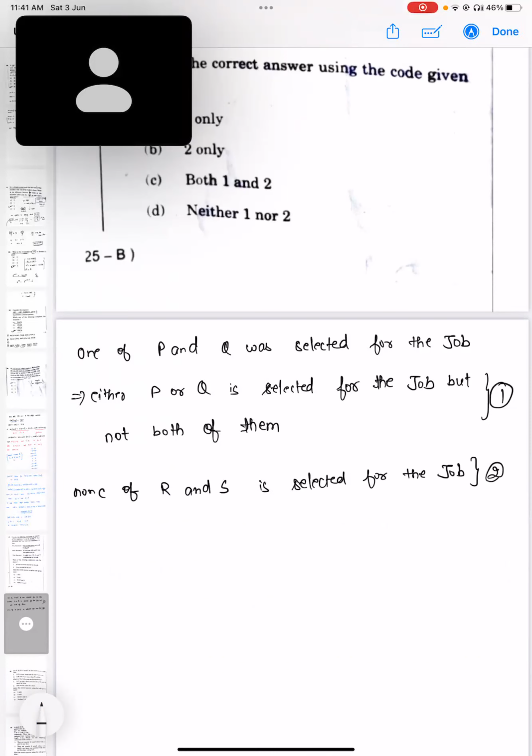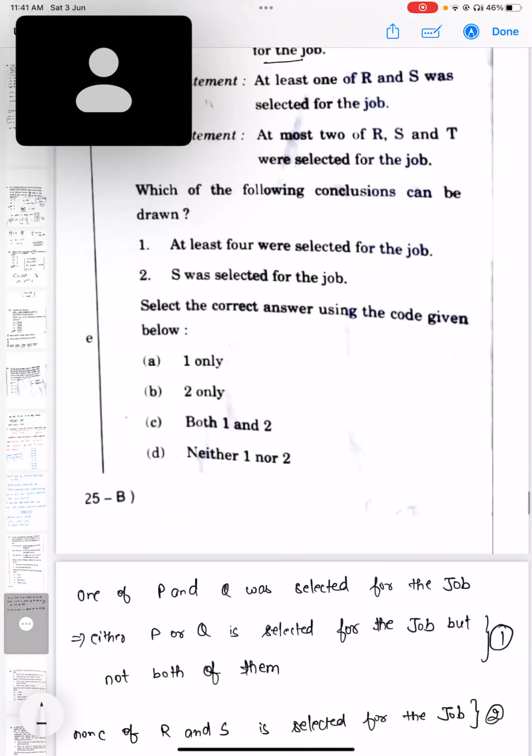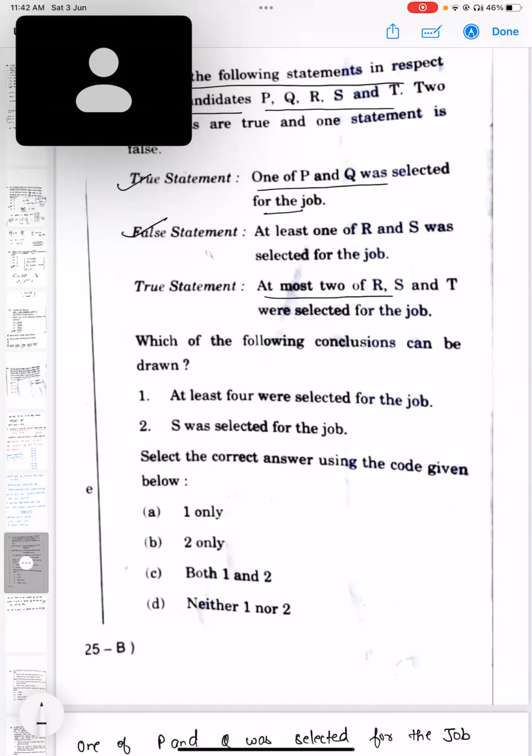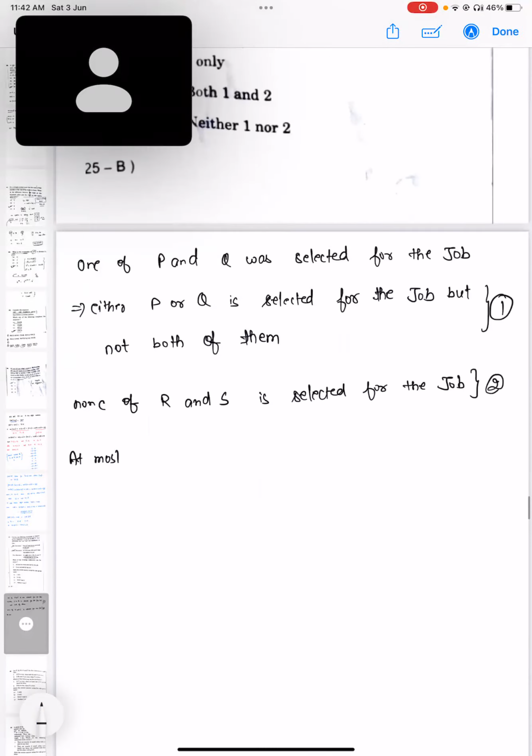Third statement is at most two of R, S and T were selected for the job. So at most, what do we mean by at most two? So either none of them is selected for the job, or one of them is selected for the job, or two of them are selected for the job. But three of them are not selected. All three of them are not selected for the job.